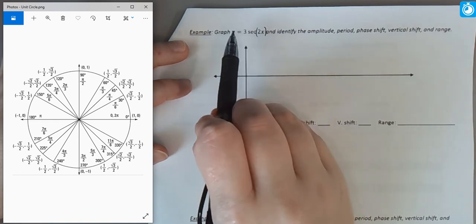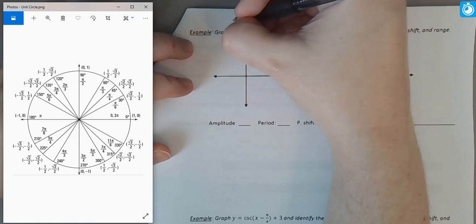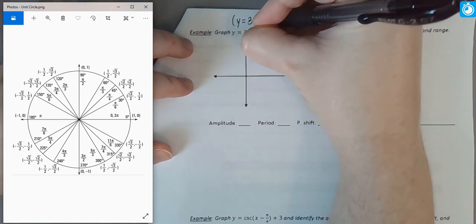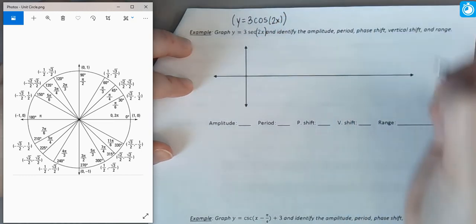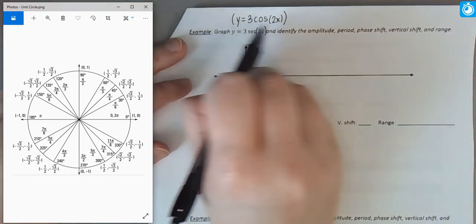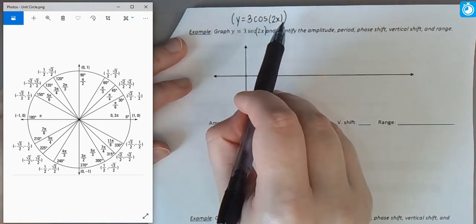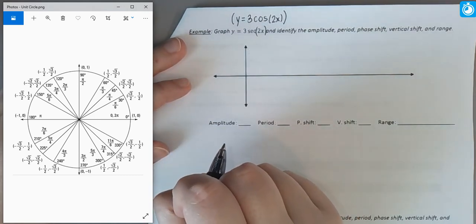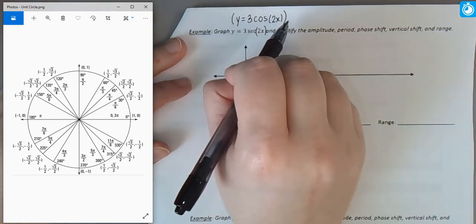So this is ultimately the function that I want to graph, but in order to graph it, I'm going to start by graphing the associated cosine graph, which is 3 times the cosine of 2x. I want to graph this, and if I can graph this function, then everything I get from this function will give me what I need to graph the secant function.